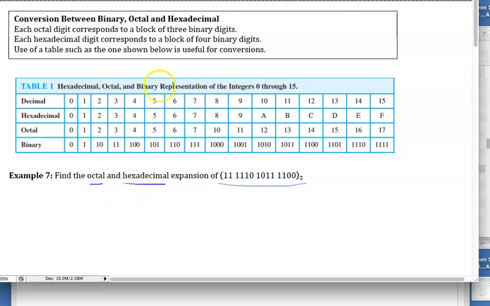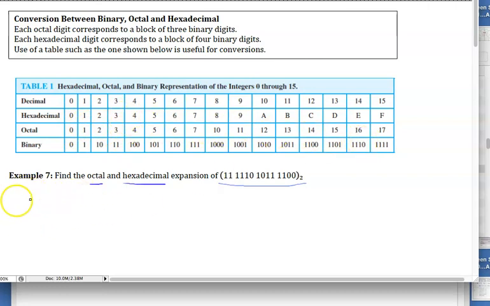But tables like this are very useful. Here we're given decimal, hexadecimal, octal, and binary for the digits from 0 to 15. We're looking from 0 to 15 because we want to be able to use the hexadecimal. That covers the whole range from binary to hexadecimal here. Whichever number bases I'm looking between, I can use the conversion.